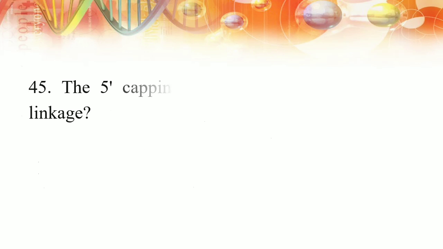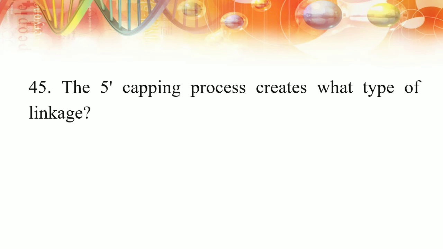Number 45. The 5' cap process creates what type of linkage? A. 5 to 3, B. 3 to 5, C. 5 to 5, D. 3 to 3. The 5' capping process forms a 5 to 5 linkage between the two substrates, such that the GTP molecule is oriented in the opposite direction as the other nucleotides in the RNA transcript chain. Thus, the answer is option C.